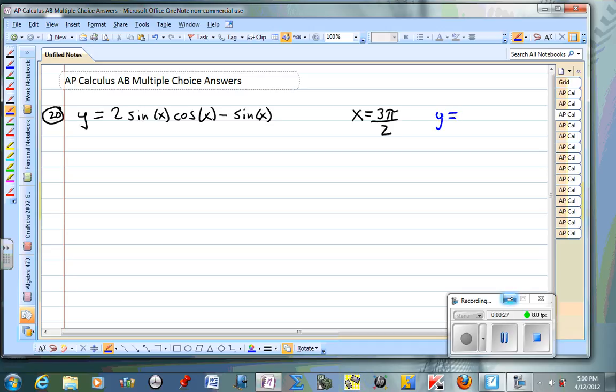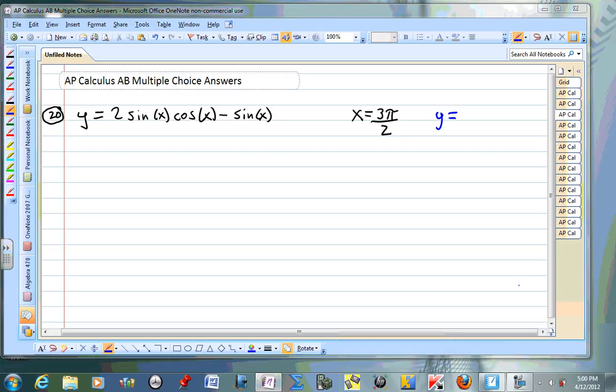We know that x is 3 pi over 2, so let's find the value of y when x is 3 pi over 2. y equals 2 times the sine of 3 pi over 2 times the cosine of 3 pi over 2 minus the sine of 3 pi over 2. Of course, we're going to draw a unit circle to visualize this.